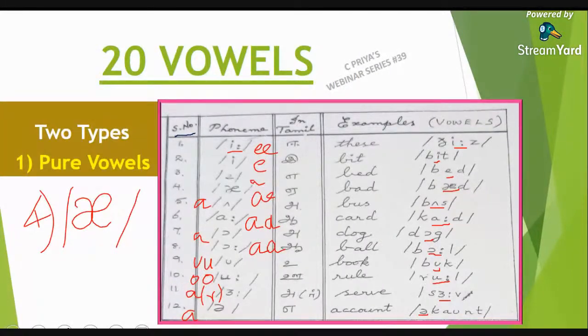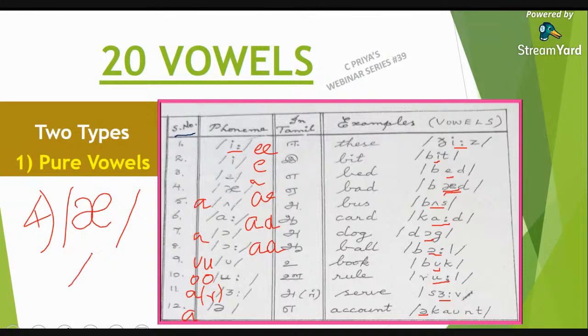For example, bad. B, A, D. Bad. This is the way we were taught to pronounce a word. This is the reason behind how to pronounce a word, right?